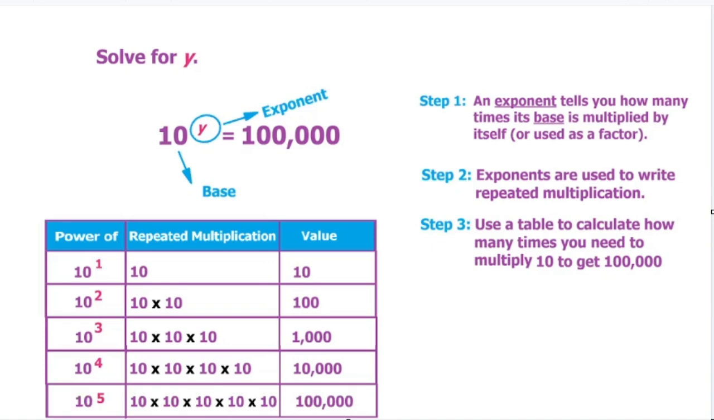So y equals 5. A shortcut that you could have done is you could have counted the number of zeros here. 1, 2, 3, 4, 5. Because our base is 10 and we're multiplying multiples of 10, you could just count the number of zeros here, and you know that's going to be your exponent. Okay, that's a quick shortcut or a trick.